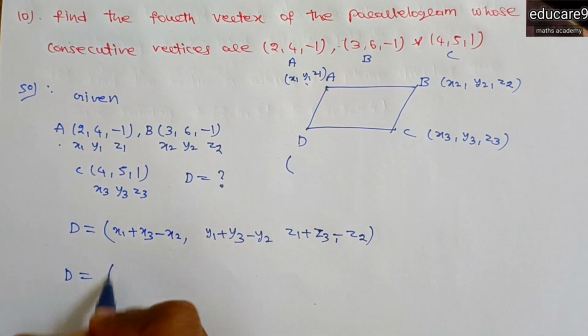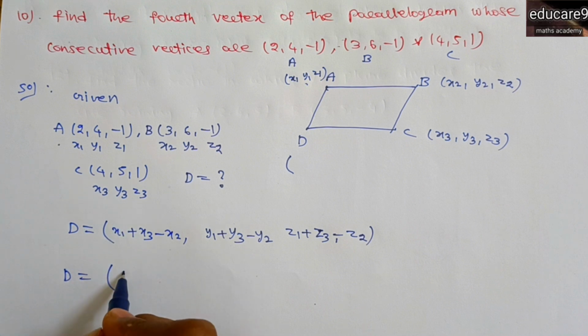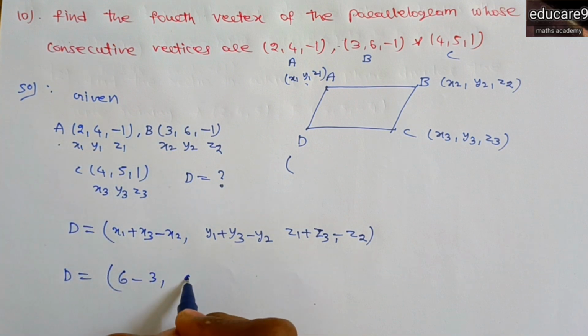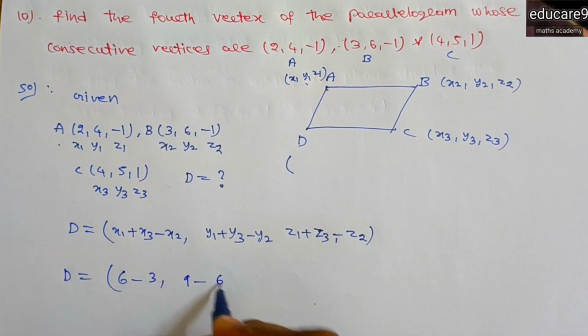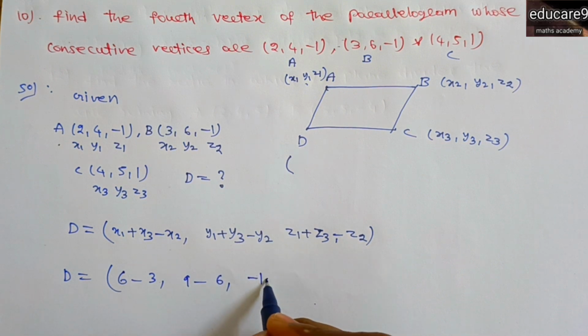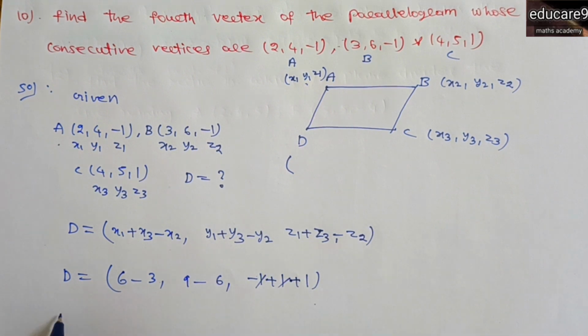Now D, the fourth vertex, is: x1 plus x3, 2 plus 4, 6, minus x2, 3; y1 plus y3, 4 plus 5, 9, minus y2, 6; z1 plus z3, minus 1 plus 1, minus z2, that is minus of minus 1, plus 1, so they cancel. Therefore the fourth vertex D is (6 minus 3, 9 minus 6, 1), which is (3, 3, 1).